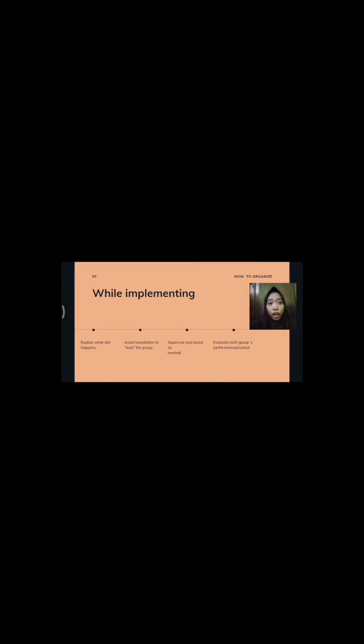In this part, you have to make sure that your students apply their rules in a proper way, and also follow the group work procedures that have been designed before. Also, you don't have to answer and solve their problem before they ask you. And the last clue, evaluate each group's performance or product.